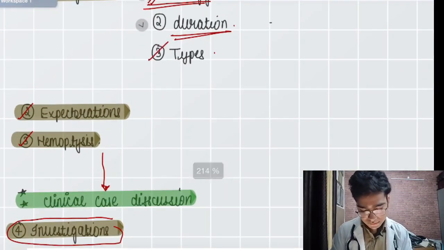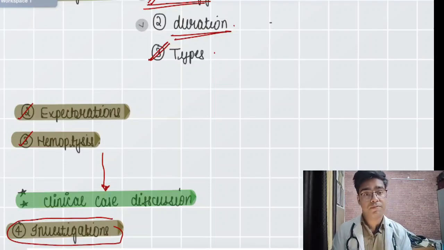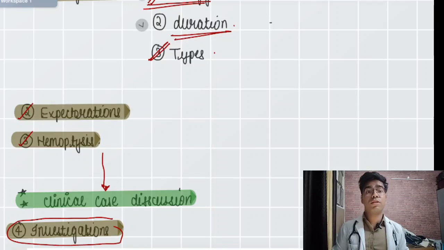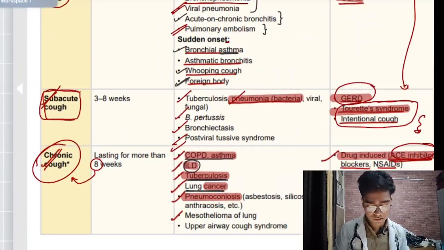Now, we would like to classify it on the basis of type. We would like to see some of the types, and also I'm going to show you some clinically relevant videos. How can you listen and identify the cough?